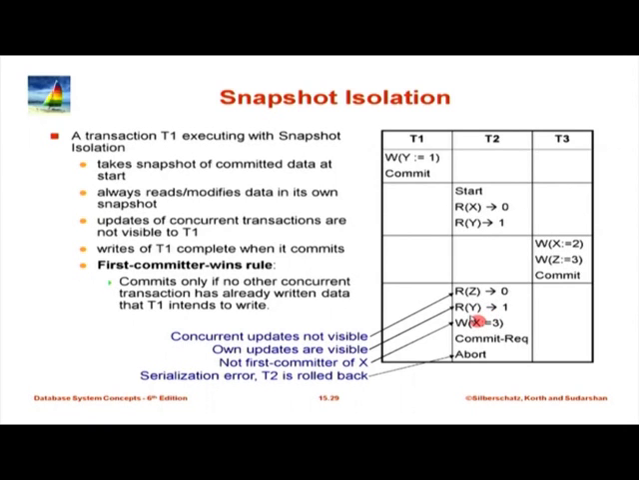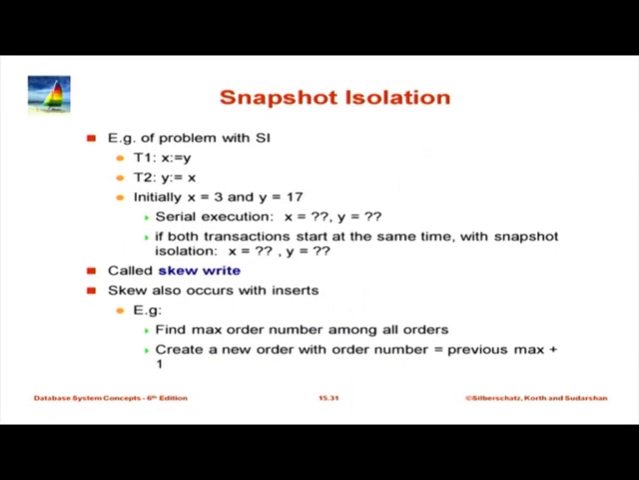So snapshot isolation does some kind of validation similar to the optimistic concurrency protocol. But the exact validation is different. It only validates its writes. It does not validate its reads. And this can get it into trouble, as we will show over here.